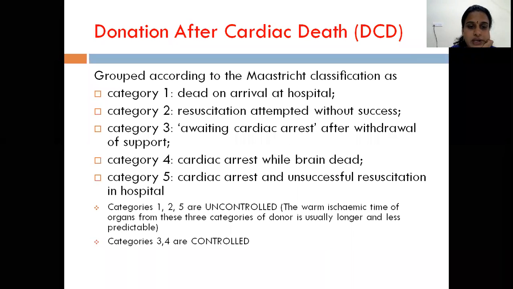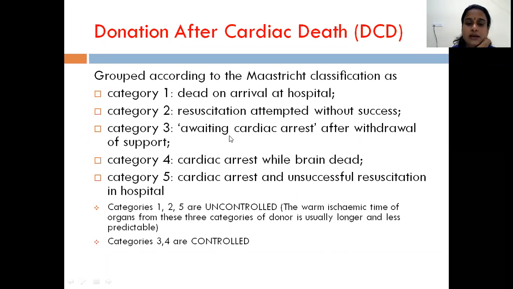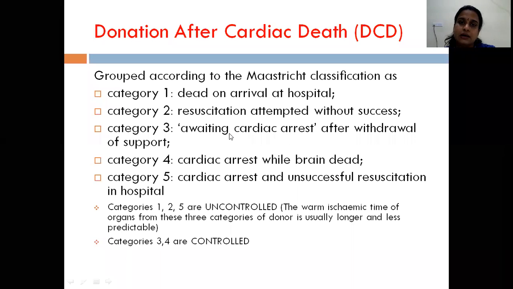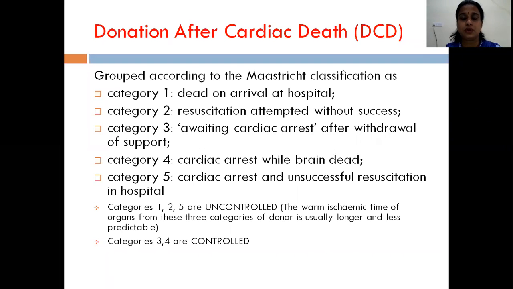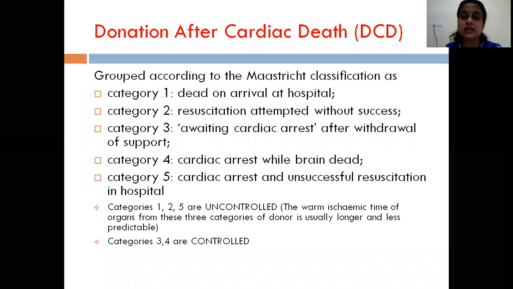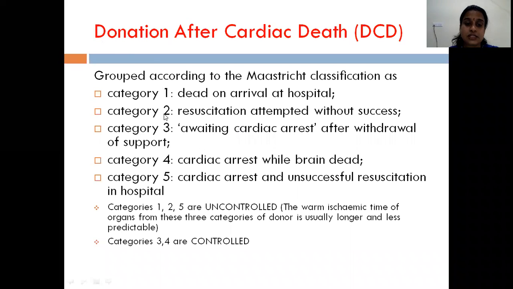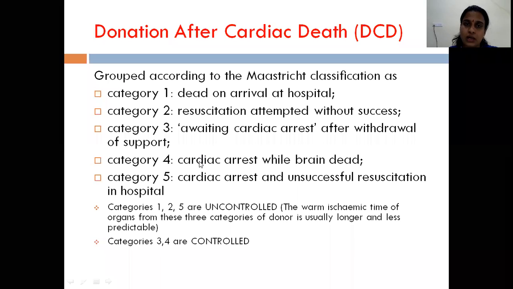Okay. Categories 3 and 4 are controlled, that is you can wait till the surgical team arrives for organ procurement, that is removing the donor organs. So they are controlled. This is while the patient is brain dead, or you can voluntarily prolong the cardiac arrest for a little period of time by continuing ventilatory support. So these two categories, 3 and 4, are controlled.